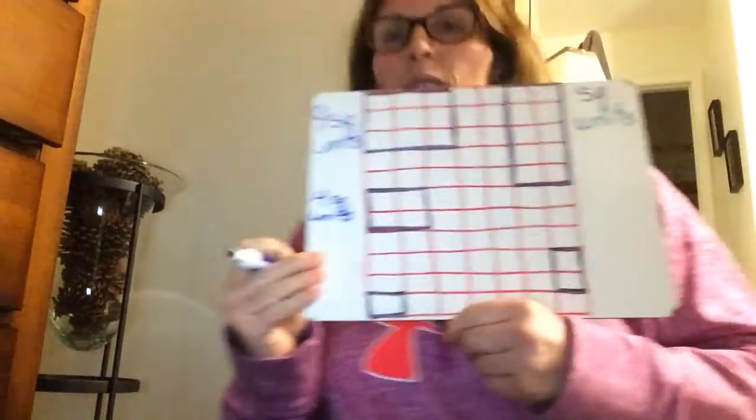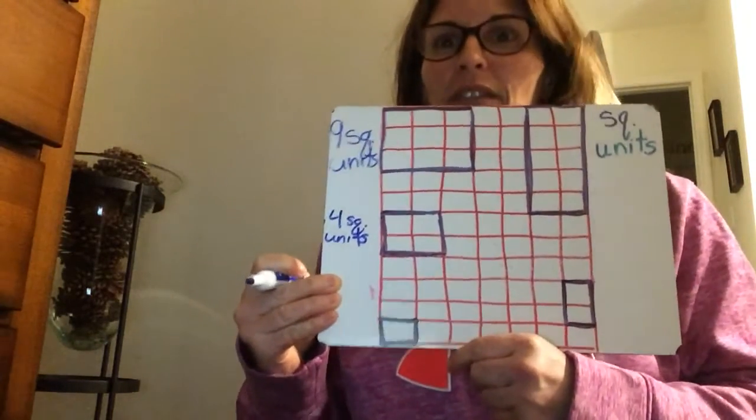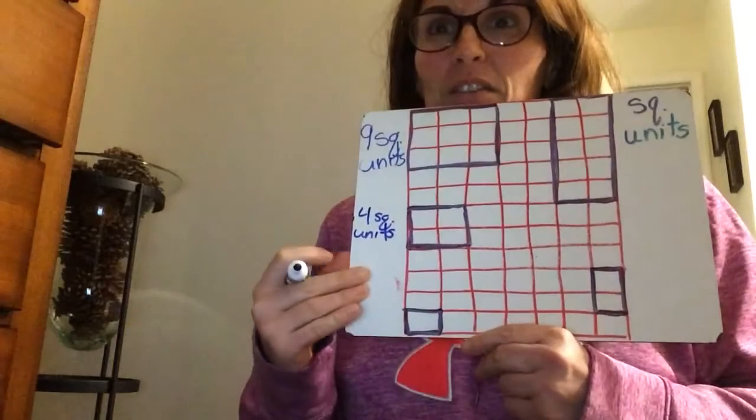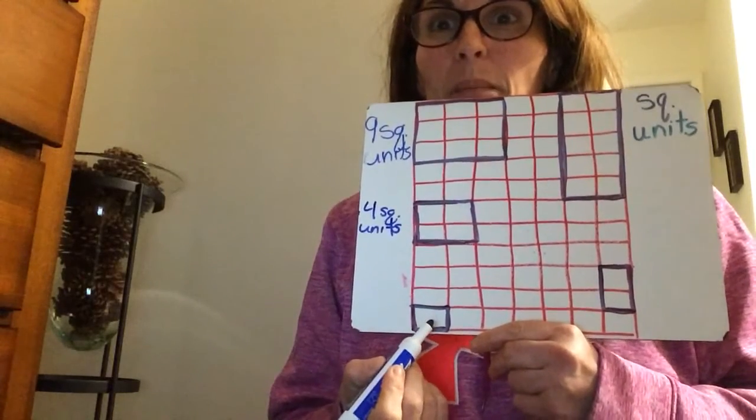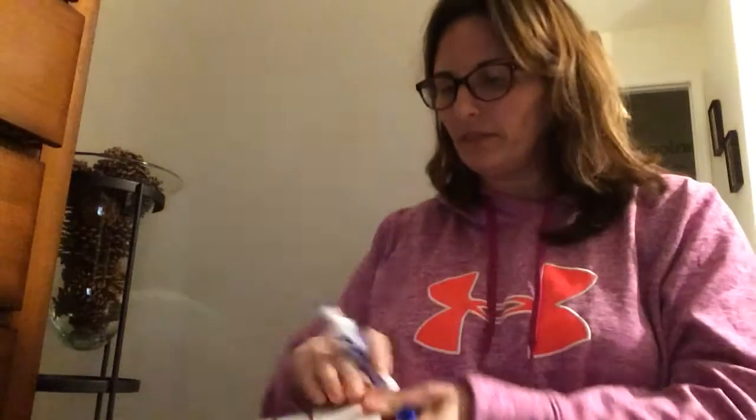Okay, I want you to try this one. Let's do the chant first. A-R-E-A, count the squares inside. Hey! Let's count the squares inside of this one. Up, 1. So that would be 1 square unit.